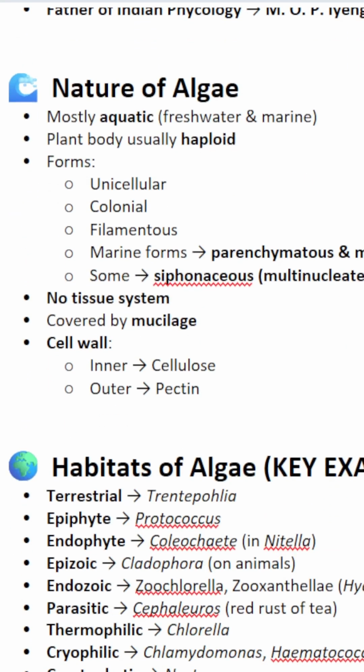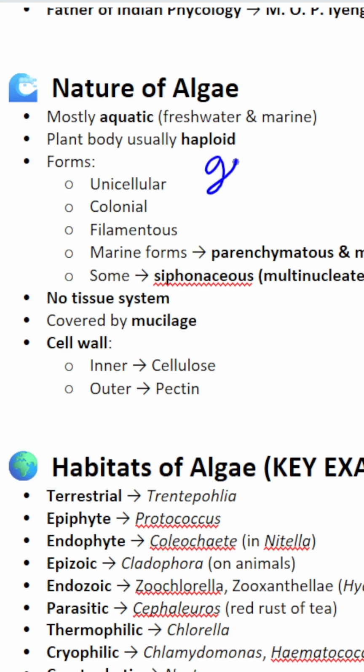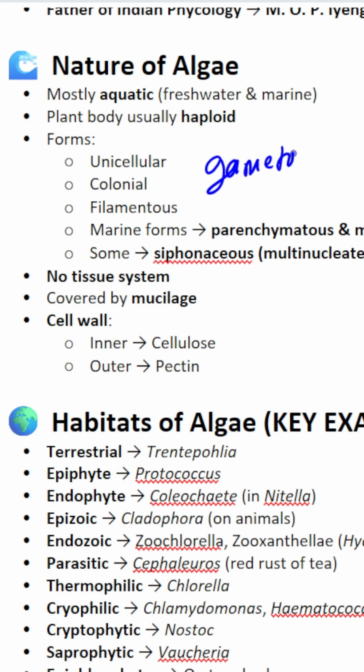Now let's move into the nature of algae. Normally algae are mostly aquatic and also terrestrial, but mostly they are aquatic in nature, that is either freshwater or marine water. The plant body is always haploid, means the plant body is always n. That is, the plant body is always gametophytic in nature. Got it?